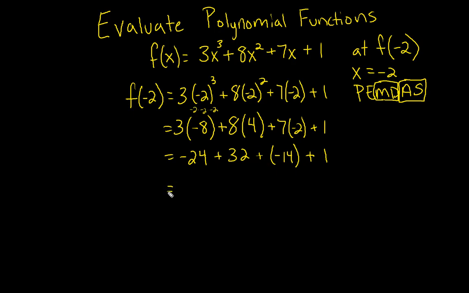So as we add and subtract from left to right, negative 24 plus 32 gives us a positive 8, minus 14, or really plus a negative 14, which is the same as subtracting. We have positive 8 minus 14, which gives us a negative 6, and then we have to add 1 at the end, so plus 1 gives us an answer of negative 5. So this polynomial at f of negative 2 equals negative 5.